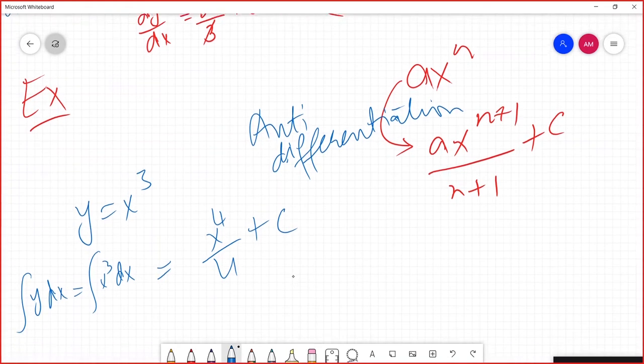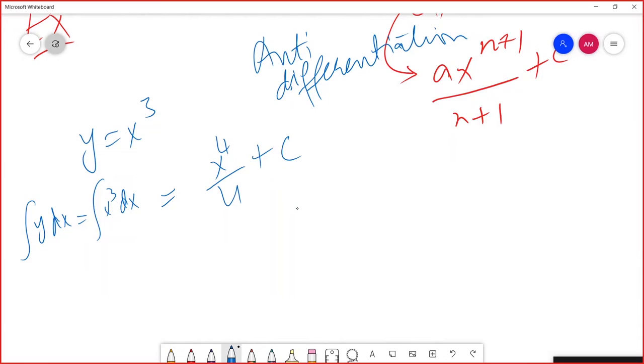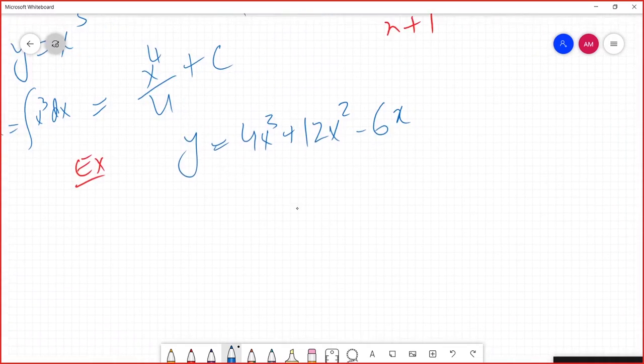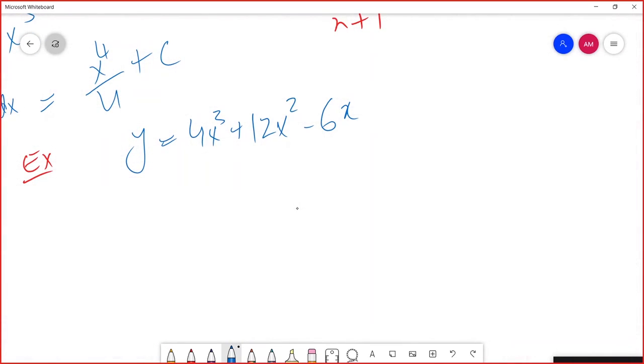It makes sense. Okay, let's say we have another example, which is a little longer. y is equal to 4x cubed plus 12x squared minus 6x, right? And we want to find its anti-differentiation. So what do we do? We write it like this, y dx. Do you understand what we are doing? We are just writing it in an integration manner or anti-differentiation manner, right?